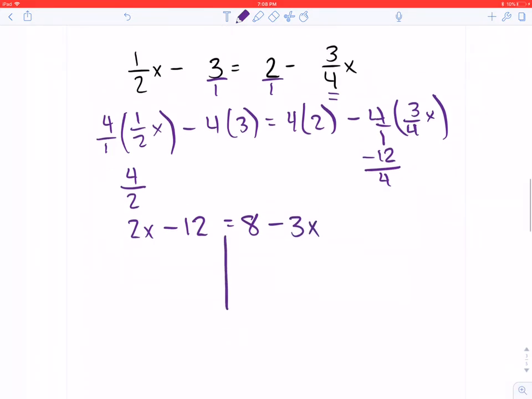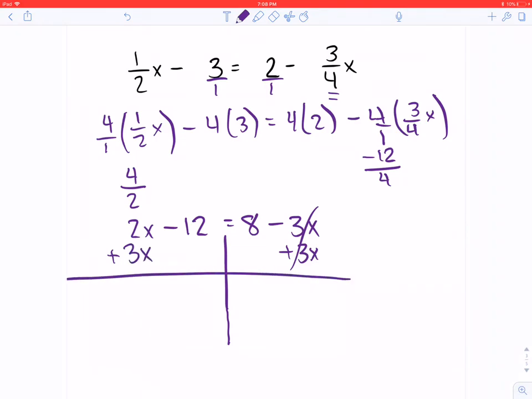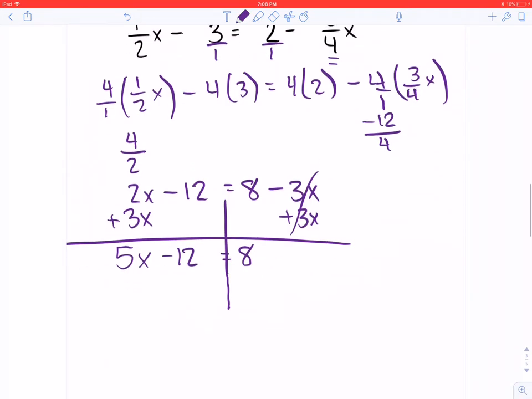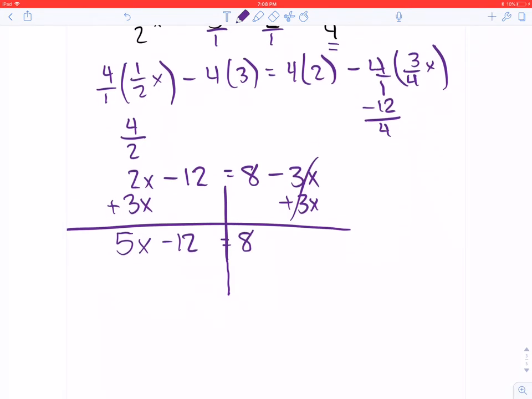All right, I want to get my x's together and my units together. So I'm going to add 3x to the left. Cross it out because I no longer need it. 3x minus 3x is 0. So I have 2 plus 3 is 5x minus 12 equals 8. I rewrite to make sure I'm not missing anything. Now I need to move my units to the right. So I'm going to add 12 to both sides. I get 5x equals 20.